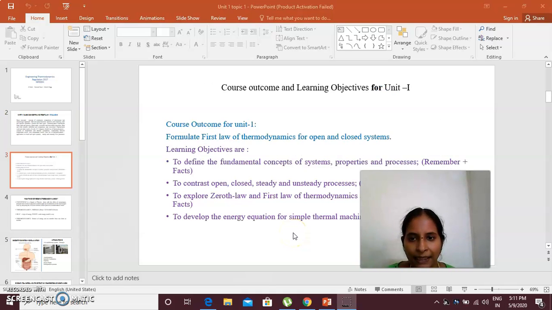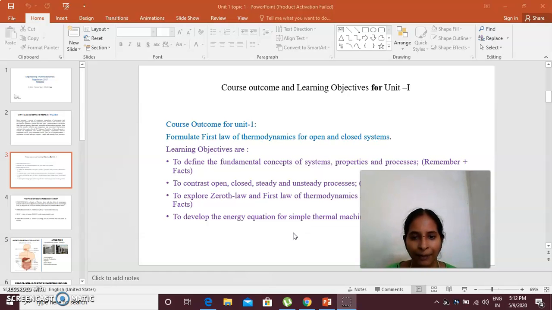The course outcomes and learning objectives for unit 1, that is fundamentals. The overall outcome from this unit 1 is to formulate the first law of thermodynamics for open and closed systems, for which the objectives are to define the fundamental concepts of systems, properties, process, states, etc. And we have to learn about the difference and the definition for open, closed, and steady and unsteady flow processes, system, properties, boundaries, etc.